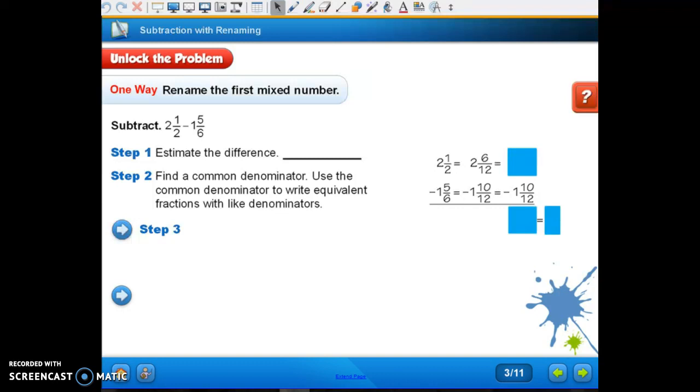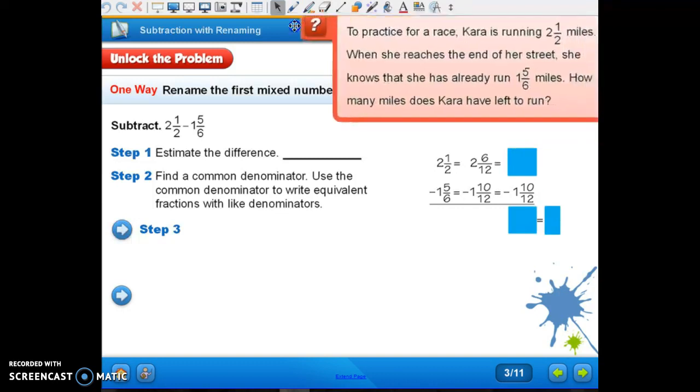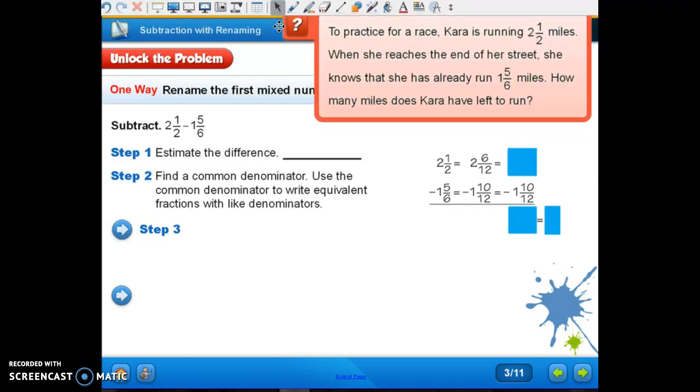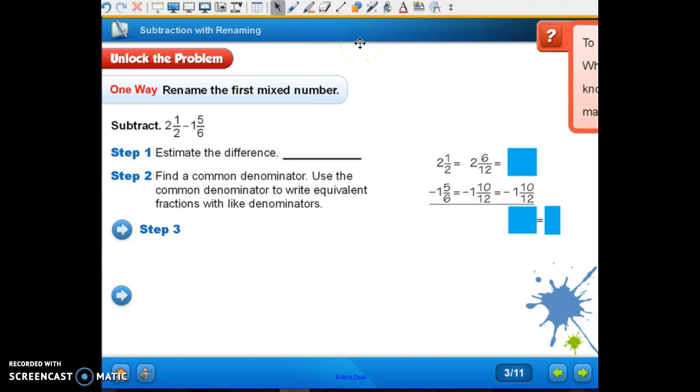Let's read our problem first. To practice for a race, Kara is running 2 1/2 miles. When she reaches the end of her street, she knows that she has already run 1 5/6 miles. How many miles does Kara have left? One way to find that answer is to rename the first mixed number. Subtraction: 2 1/2 minus 1 5/6.